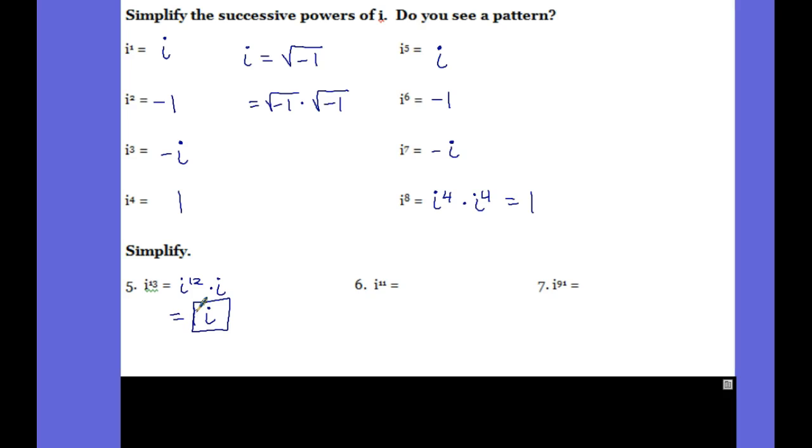So 11. What multiple of 4 is less than 11? 8. How many more do I need to go from 8 to 11? i to the 8 is a multiple of 4. All multiples of 4 are really a 1. i cubed is what? So i to the 11 is -i. And if you count through these, think about it. If you got 1, 2, 3, 4, 5, 6, 7, 8, 9, 10, 11, where do I end up in the cycle?